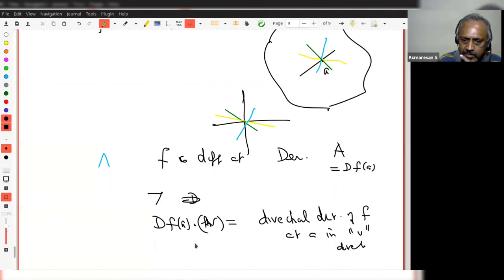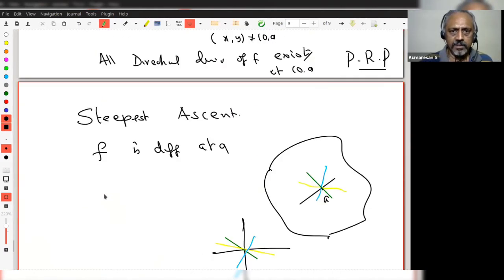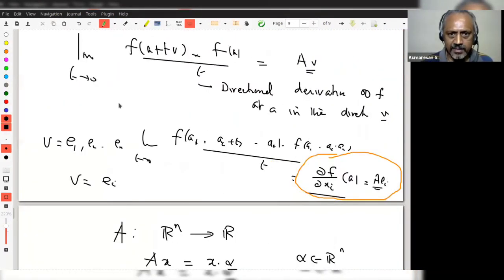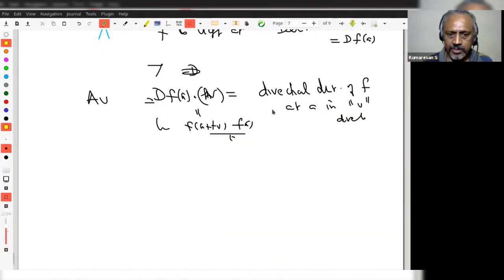You understand this? Because we saw this is nothing other than the limit of f of a plus tv minus f of a, divided by t. Are you following? Please don't lose heart. We did that. This is what I'm using. So the rate of change of f at a in the direction of v is the directional derivative. That is given by the derivative acting on v, where the derivative is a linear map and v is the direction. You understand? I'm going to use that.